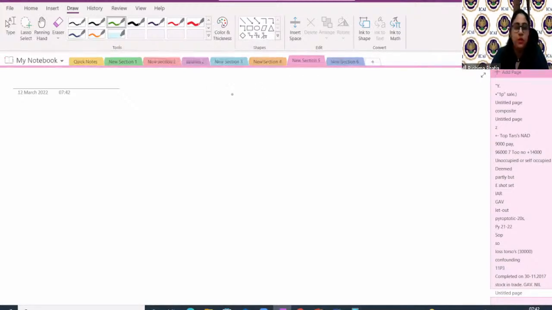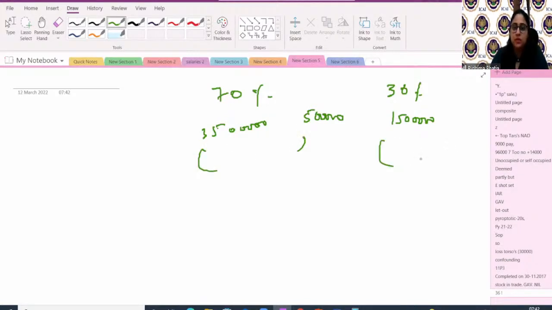Simple. You are the 70% owner, I am the 30% owner. Net annual value is, suppose, 5 lakhs. So 70% of it, 3 lakh 50, would be taxed here, and 1 lakh 50 would be taxed here. Okay. Then from each one's net annual value, 30% standard deduction. He will get 30%, you will get 30%, I will get 30%.